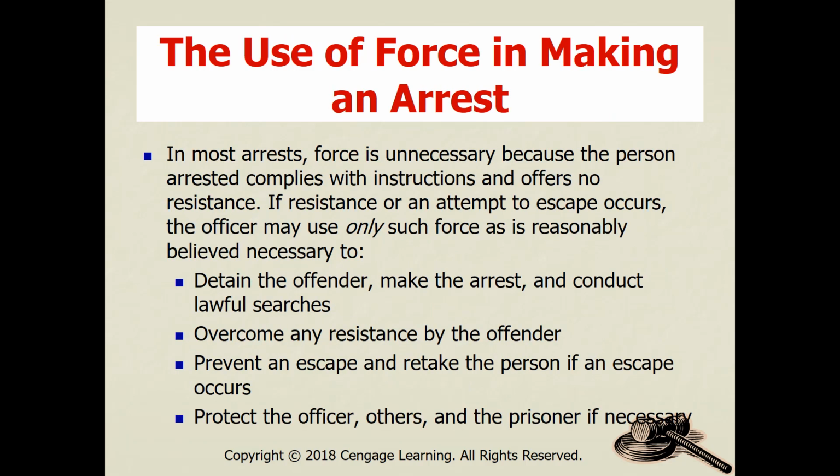All right, now we get to some of the contentious issues. The first one here is going to be use of force in making an arrest. The first thing to remember is, unless a police officer has probable cause, that would be for arrest, or an articulable suspicion, that would be for a stop and frisk, they are essentially, in the eyes of the law, private citizens.